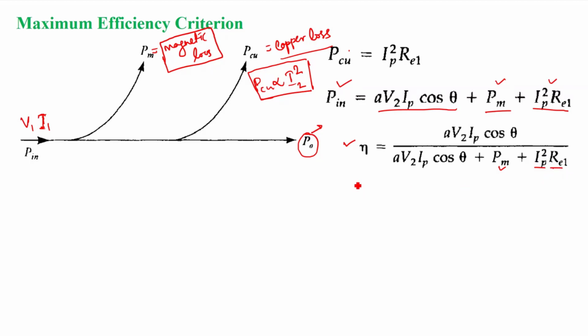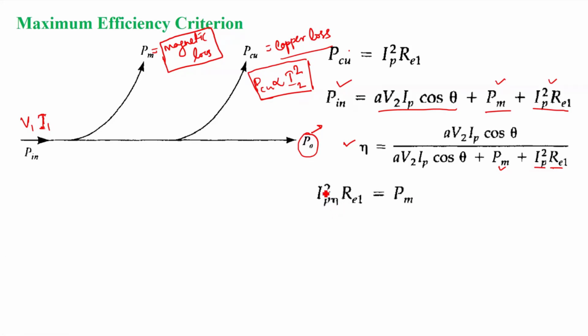Now how to find the maximum efficiency condition? That is, if we take the derivative delta eta upon delta IP equal to 0. Just by taking the derivative, you will find easily, just do it at home, you can find the same expression like we are getting here. The expression will be this. So your IP square RE1 will be equal to PM.